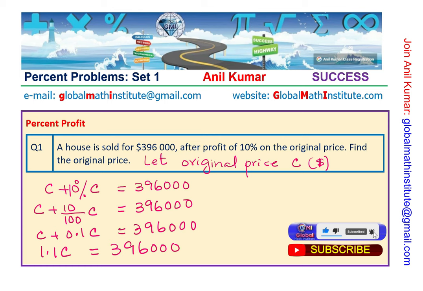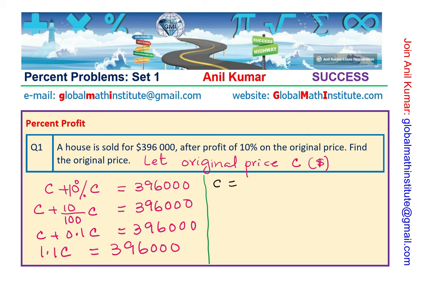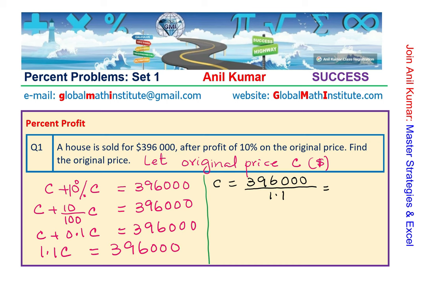So we followed simple steps to get to this result, and from here we can calculate what C is, right? C is 396,000 divided by 1.1. You can use calculator, right? And get the answer. Division by 11 is not difficult. You could do even otherwise, right? However, we are going to use calculator in all our questions. So we get a value which is 360,000.